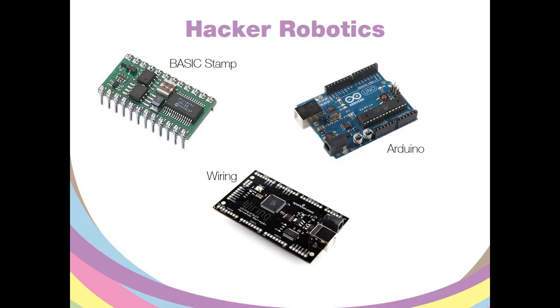However, at the same time, at the end of this process, towards the 2000s, there was another big thing happening, which was hacker robotics. So the Basic Stamp came out in 92, and then the Wiring platform came out in 2004, and then other derivatives of Wiring like Arduino and others that we know today. And they were designed for a completely different audience. They were not designed for kids. They were designed for hackers, for college students doing interactive art projects or electronics projects and all of that.